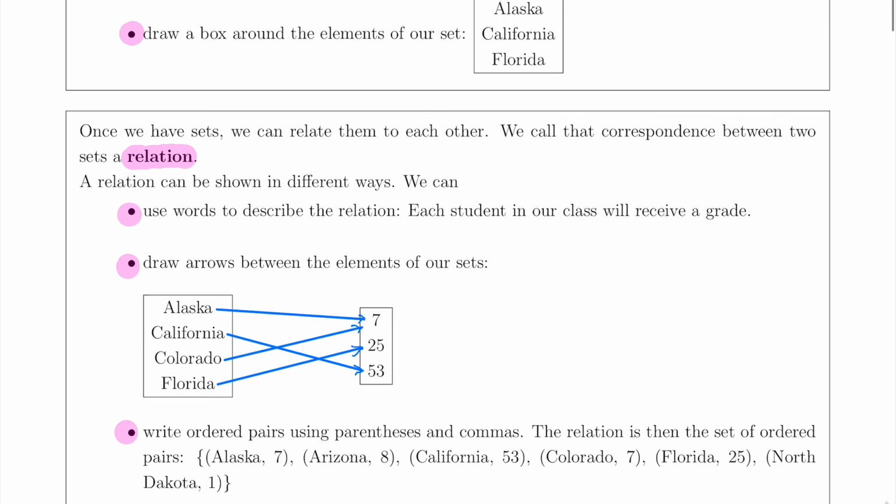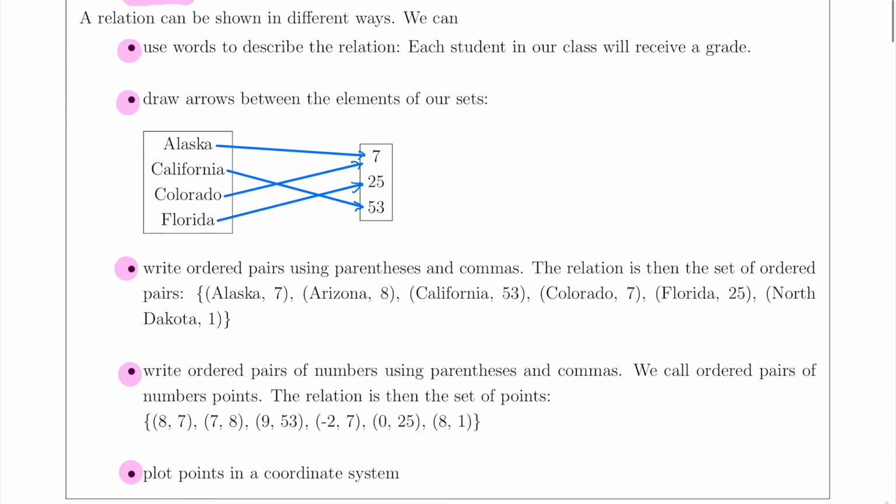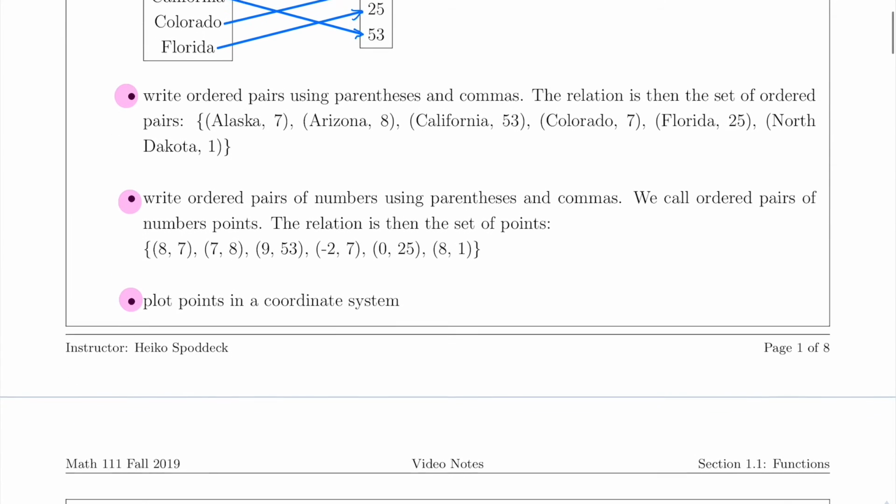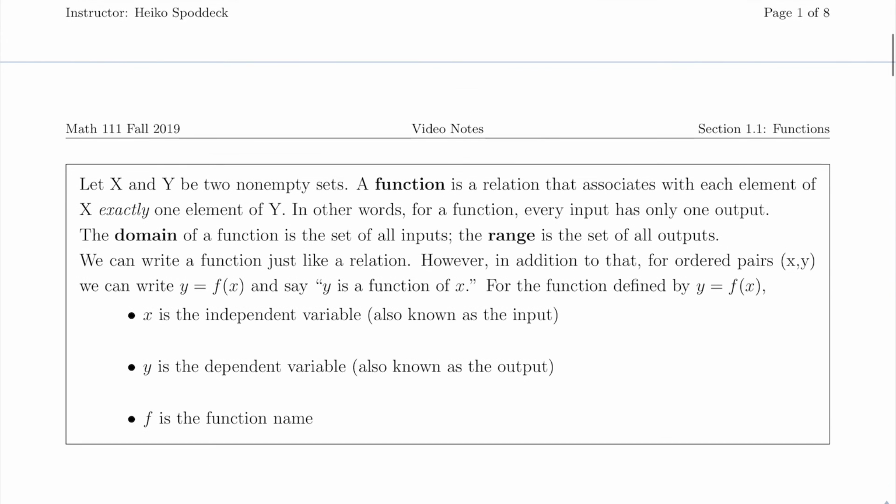So that is basically what a relation is and the different ways in which we can show the relation. Now, out of all these possible relations, we will take some specific ones out, and those ones we call a function. Now, what specifically do those relations have in common that make a function? So a function is a relation that associates with each element of a set X exactly one element of Y, another set. In other words, for a function, every input has only one output.